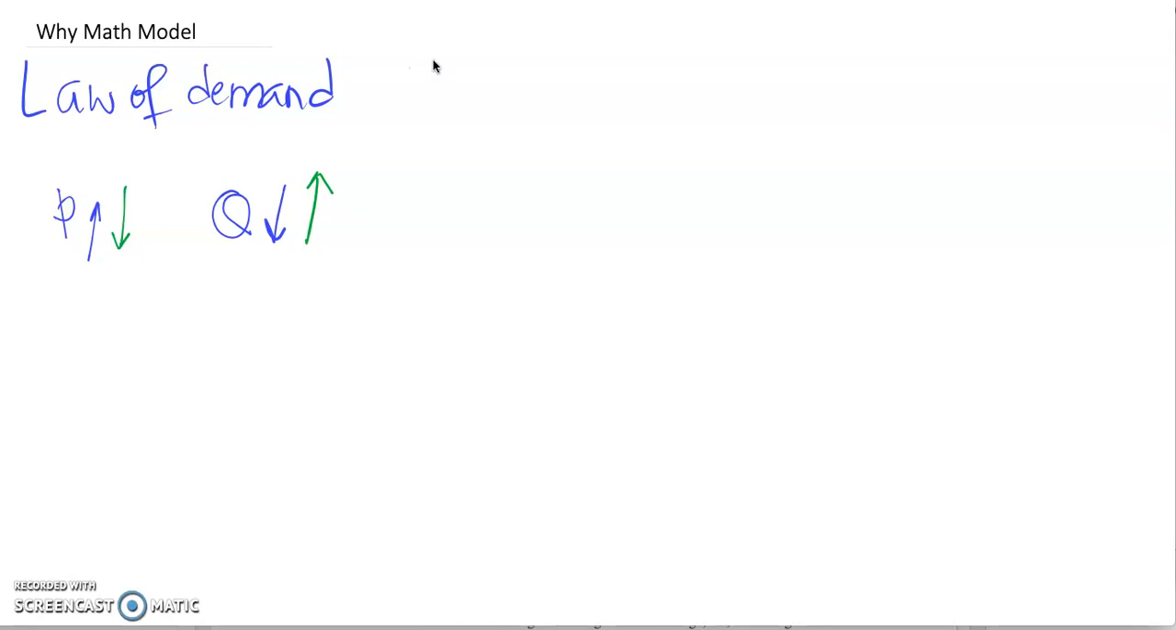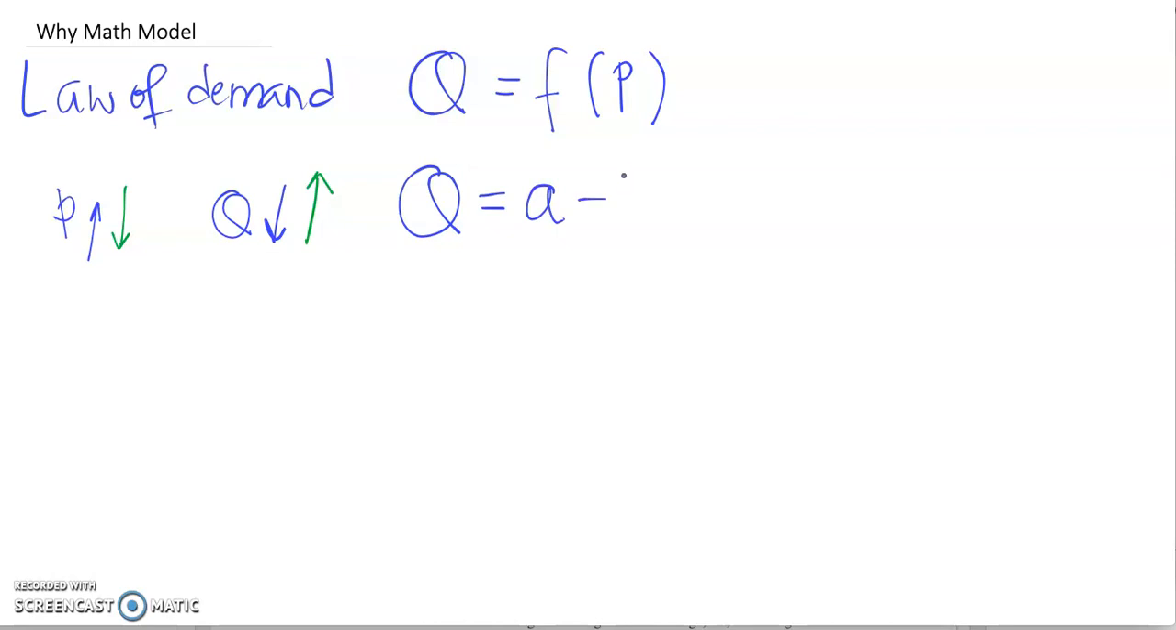As a function, since we are talking about two variables, P and Q, we know that quantity behaves when price changes. So we write it mathematically that quantity demanded is a function of price. However, we can also write it in a more specific way to show how price is related with quantity as Q = A minus BP. Through this form, we know how quantity is affected by P negatively.